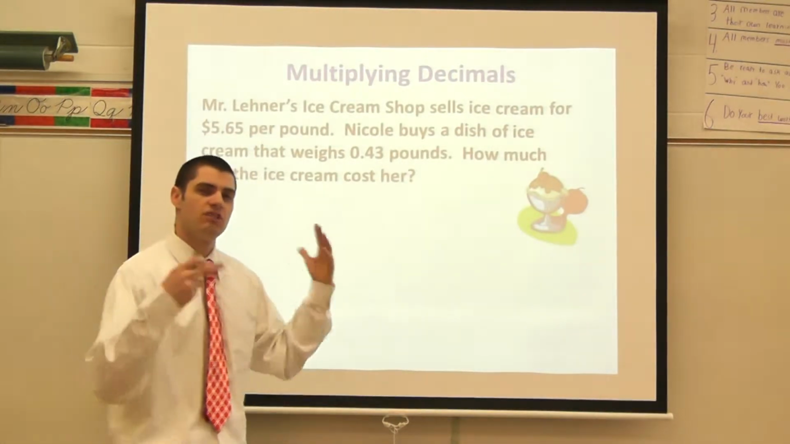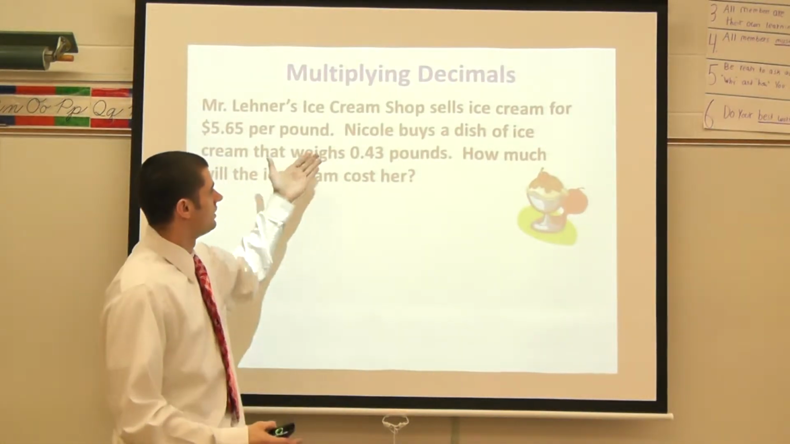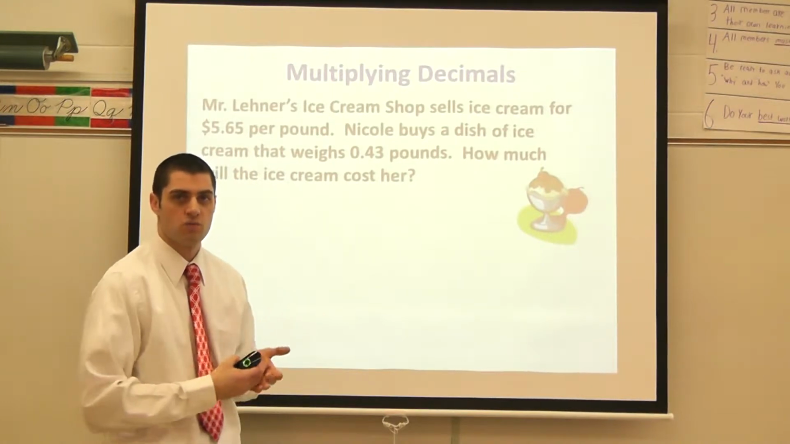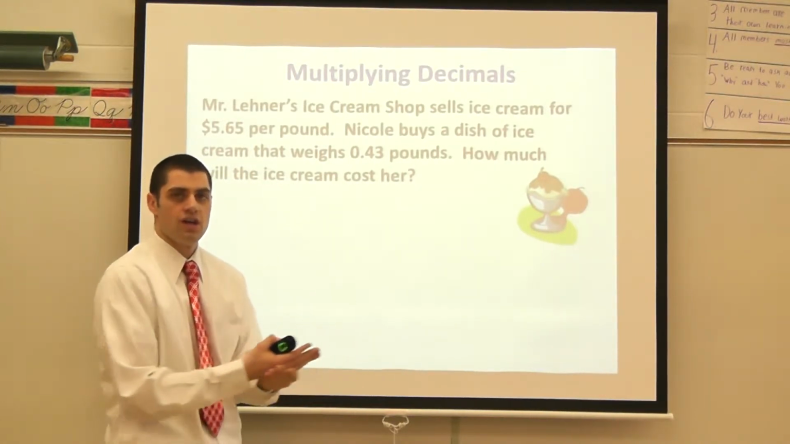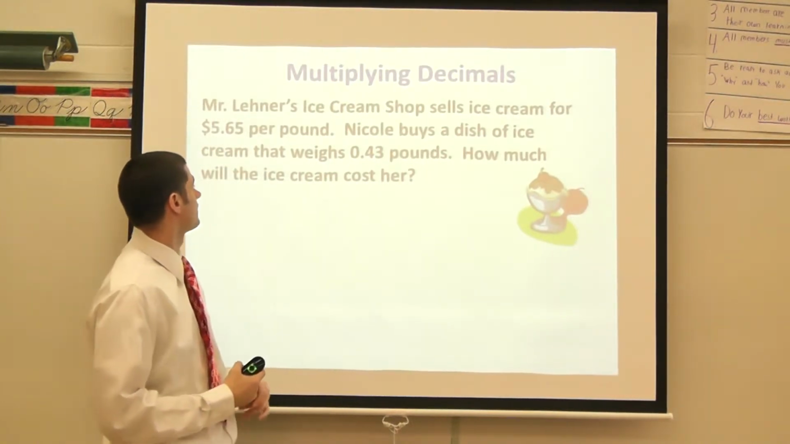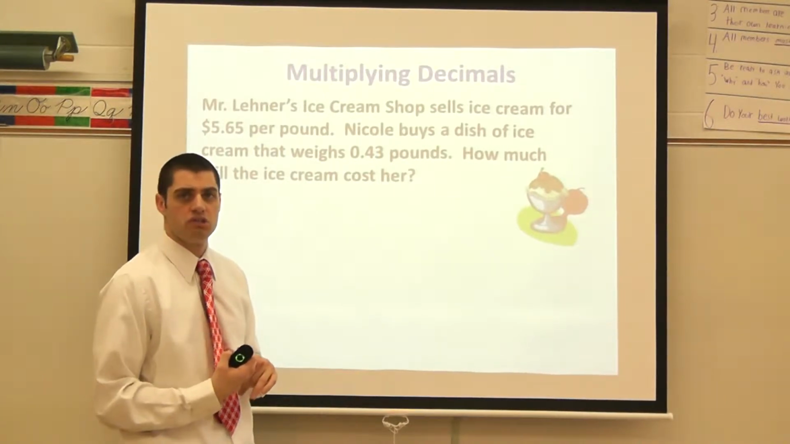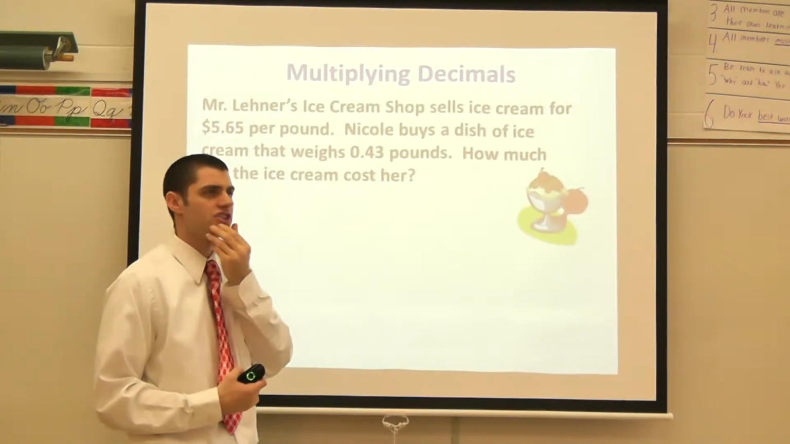So in this case, we're talking ice cream. You go to the ice cream shop, Nicole weighs her ice cream, and it's 0.43 pounds. So they put it on the scale. We have to figure out, if I'm charging $5.65 per pound, what's her cost going to be?